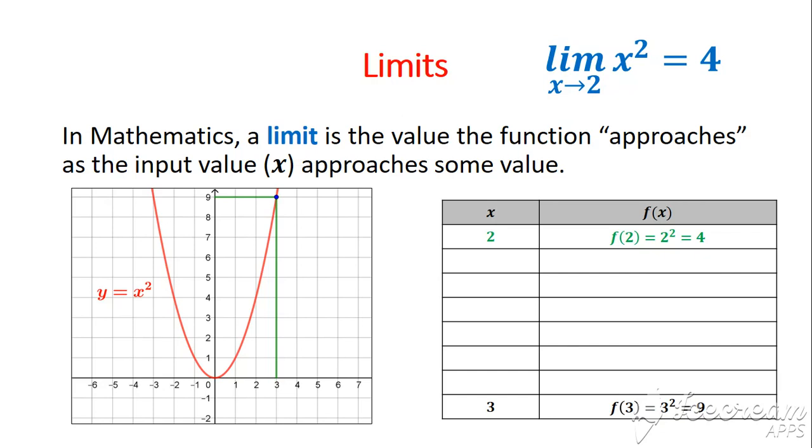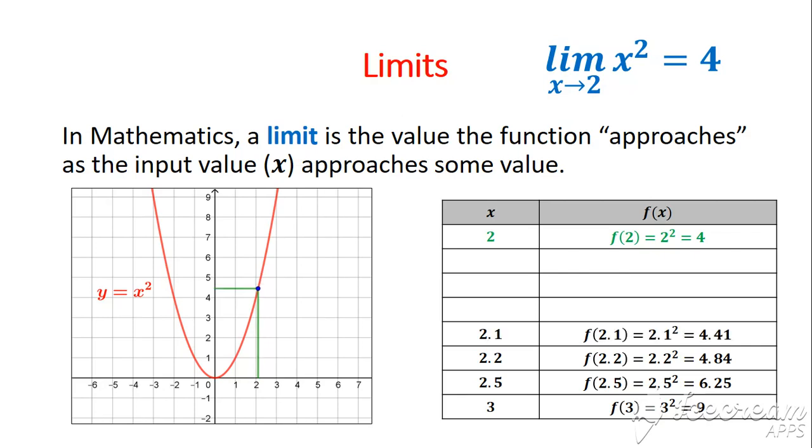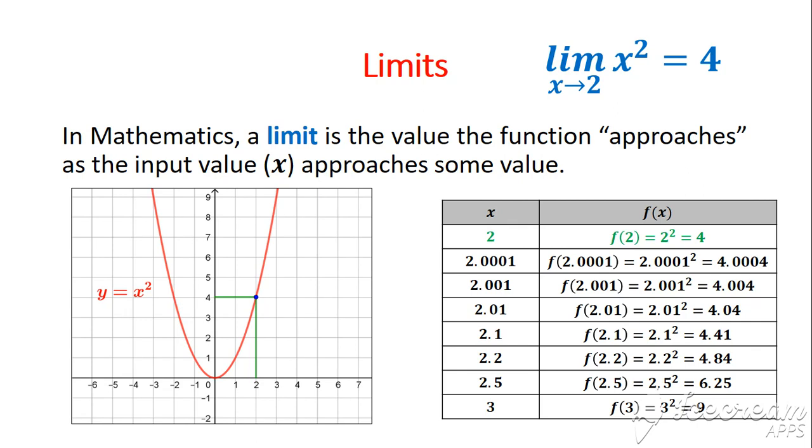Now, let's look at it from the other side, as if we were above 2, and we're going to get closer and closer to 2, coming down from the number 3. So 3 squared is 9. 2.5 squared, 6.25, 2.2 squared, 2.1 squared, 2.01, we're getting now close to 2. What about 2.001? And what about 2.0001? Again, from above heading back down, we're getting closer and closer to the value of 4.